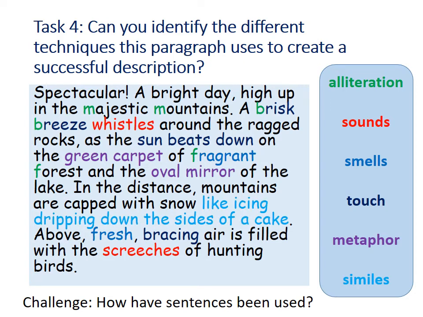Finally, the writer has used a simile to describe the mountains in the distance and to describe the snow they're capped with. They're described like icing dripping down the sides of a cake. As we can all visualise what icing on a cake looks like, we can easily visualise what that scene would look like.